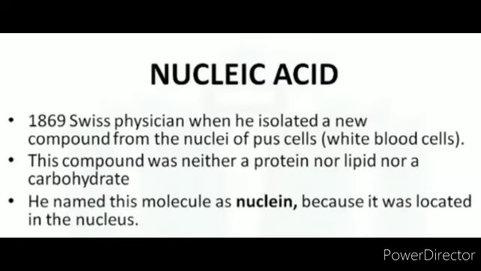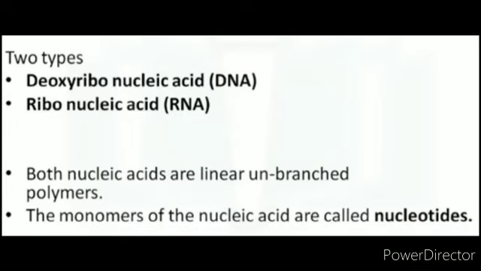In 1869, nucleic acids were discovered by Friedrich Miescher, and he gave the name nuclein because it was located in the nucleus. Later, Altmann gave the name nucleic acid because of the presence of phosphoric acid. Nucleic acids are also present in the cytoplasm, in cell organelles like mitochondria, chloroplast, etc. There are two types of nucleic acids.